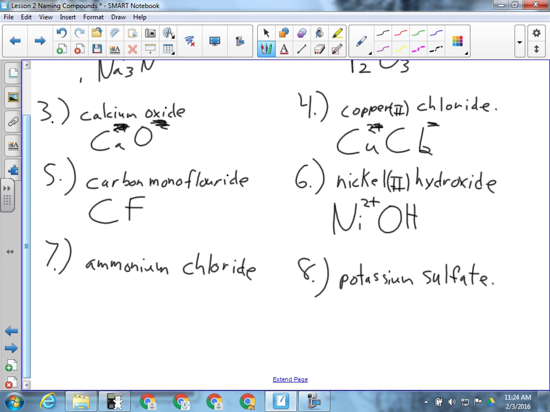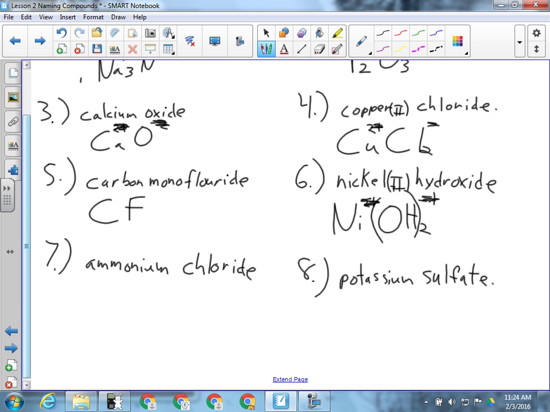If I do the drop and swap, this is a -1, so I put the 1 there. I'm done with that. I take the 2, I put it here. Is that right? I got to put it in brackets. Here's why. If I leave it this way, it's saying I have 1 nickel, 1 oxygen, and 2 hydrogens. But I want to have 2 hydroxides, so I have to put it in brackets. Anytime you have to put a number beside a polyatomic ion, you have to put it in brackets.